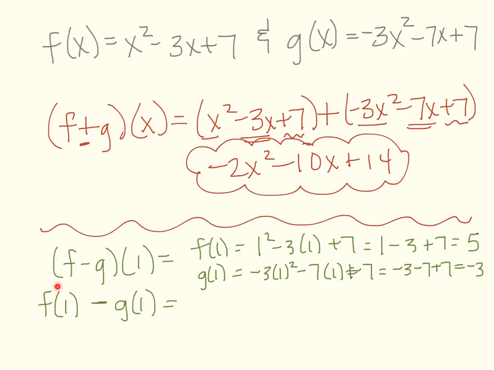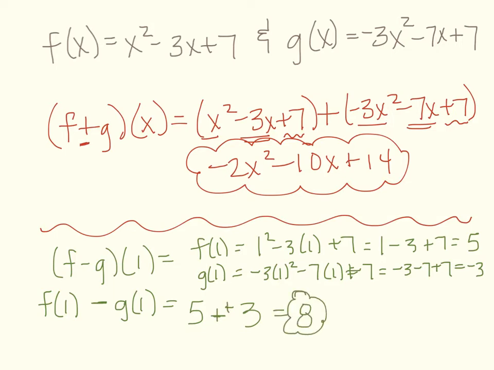Now if we go down into what I originally wanted from you, I wanted f of 1 minus g of 1. Well, we know what those are. f of 1 is 5 minus g of 1, which is negative 3. So 5 minus a negative 3 becomes a positive 8.